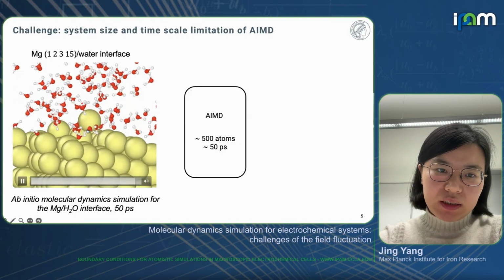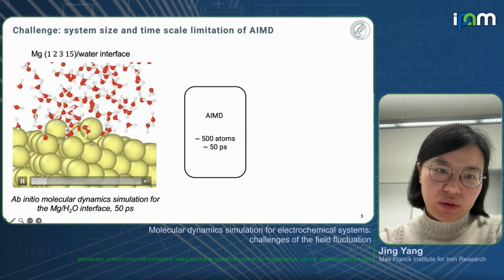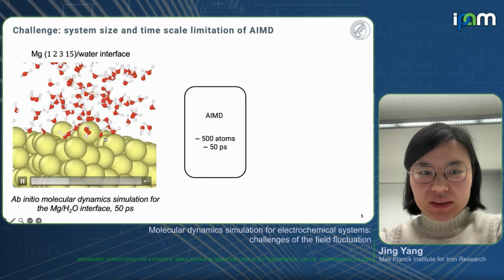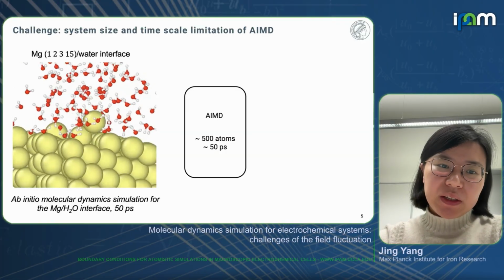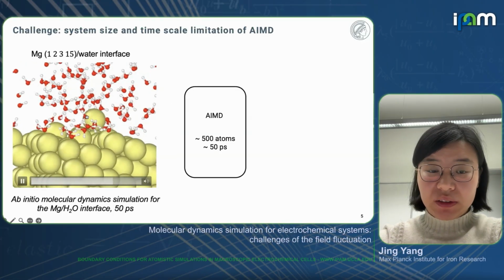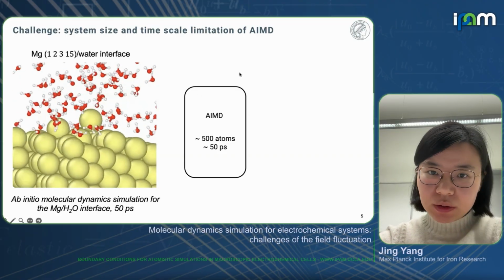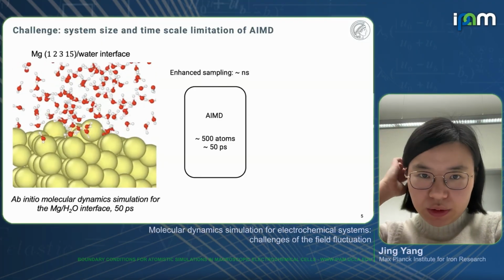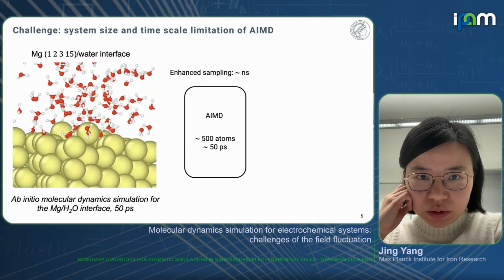But in the end, there is an anchoring effect of this OH at this interface, which prevents the magnesium from forming the full solvation shell. So in this time scale that we can do with AIMD, we'll never see the full dissolution of this magnesium atom. Of course, you can try to drive this kind of surface reaction with enhanced sampling, as you have already seen in Alfredo's talk.